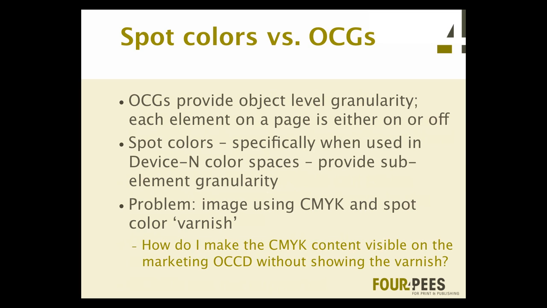And the annoying thing that you run into is that, for example, you could have something that uses CMYK or anything else in terms of spot color as a design element, like an image that is in the file, but that also has a spot color varnish in the definition of that. And that is possible because you can do DeviceN, where you have all of those different colorants in there. Now, there is no way to make only the CMYK content visible on the marketing layer, but not show the varnish on the marketing layer, because they're part of the same object, and it's either in that OCG or it's not in that OCG.